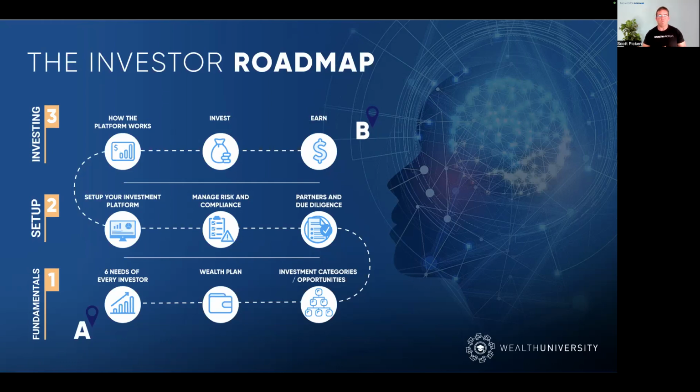I'm inviting you, and we are inviting you, on a journey. We're going on this 9-step journey, and the base of the journey is your why. So this is all about your fundamentals. Then we're going to your what, which is all about your setup. And then finally, we're going to your how, which is all about your investing.